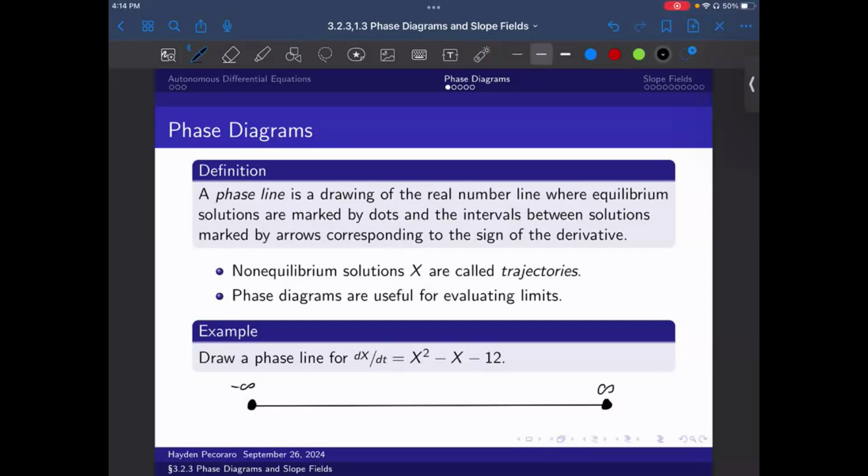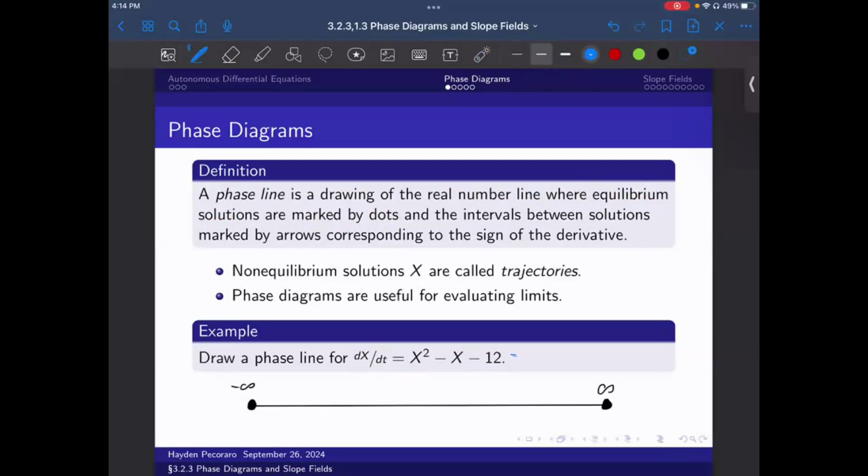All right. Now I have this differential equation right here, and I want to look at the equilibrium solutions. I want to know where they are so I can mark them on my diagram. That's what it says, real number line where equilibrium solutions are marked by dots. So I need to find those equilibriums before I do that.